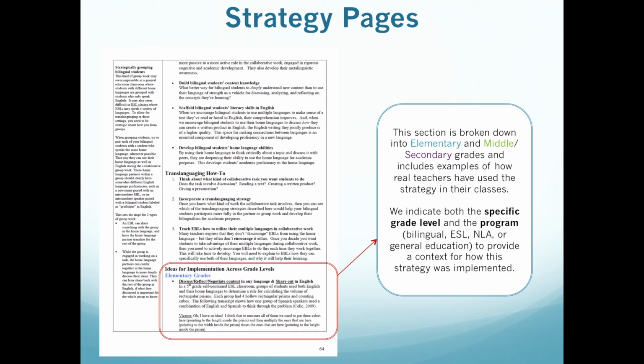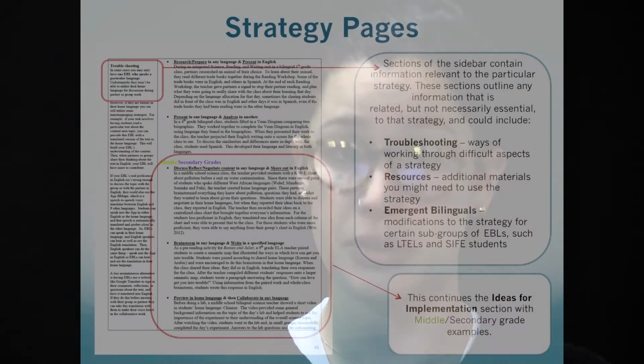For each idea for implementation, we include the specific grade level and the program. So is it a bilingual classroom? Is it an ESL classroom? Is it a quote-unquote mainstream English classroom? All of those are important context for how you are going to implement the strategy, and will hopefully provide you with something close to your particular context so that you can successfully implement this strategy yourself.